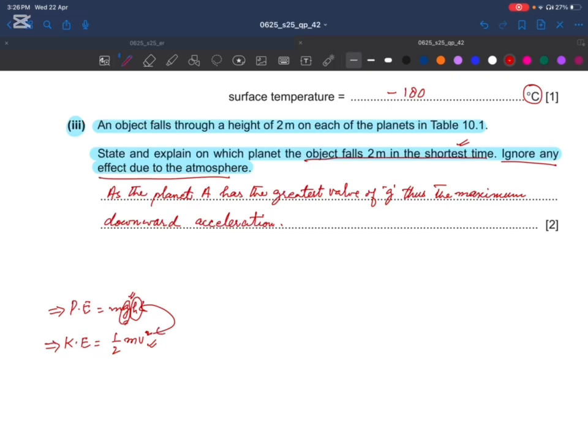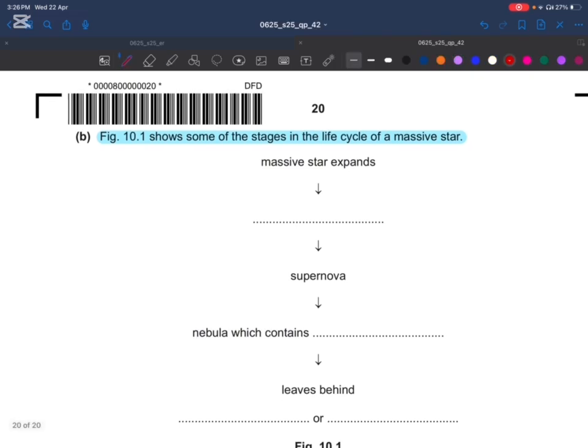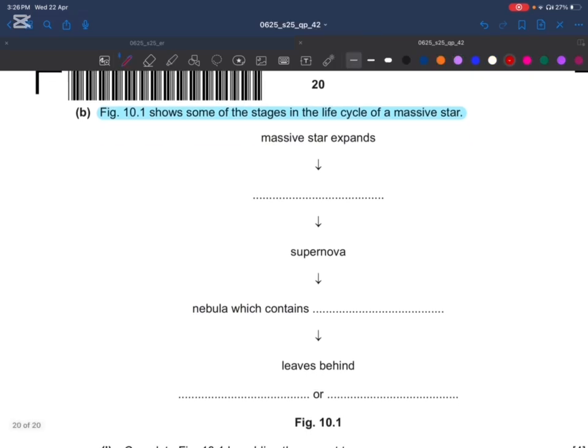Now in part B of this question, figure 10.1 shows some of the stages in the life cycle of a massive star. As far as the massive star is concerned, they have given here the life cycle. The massive star expands, and you know that when a massive star expands, it forms a red supernova. Then the next stage is supernova. They have already given you that.